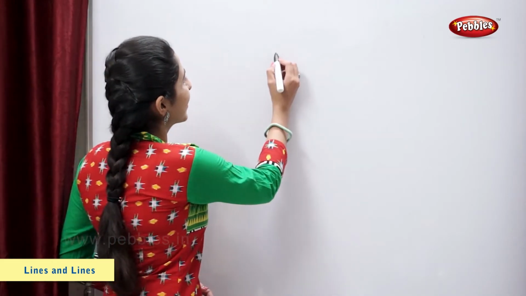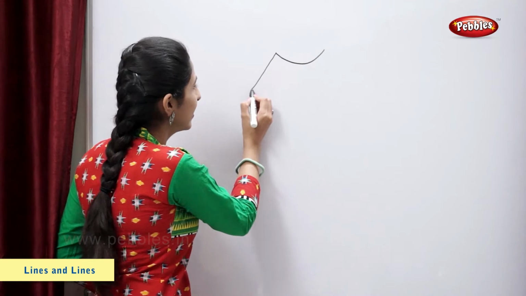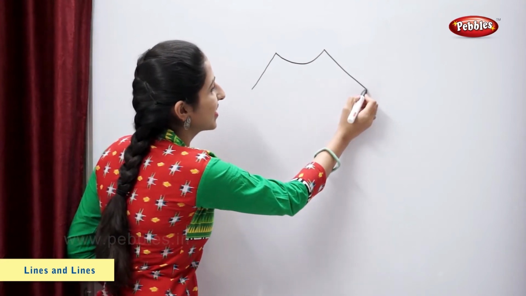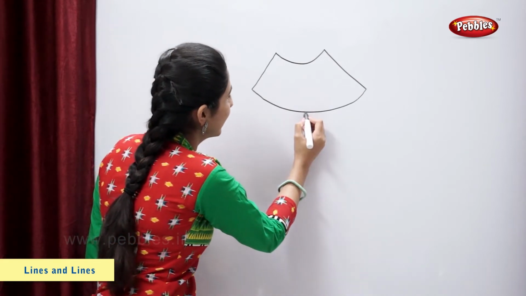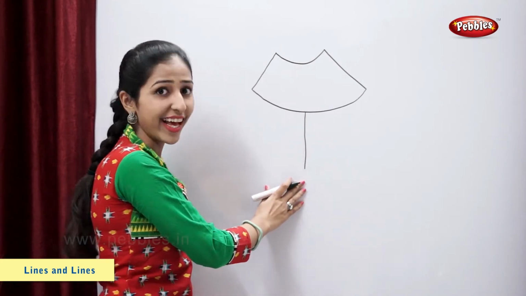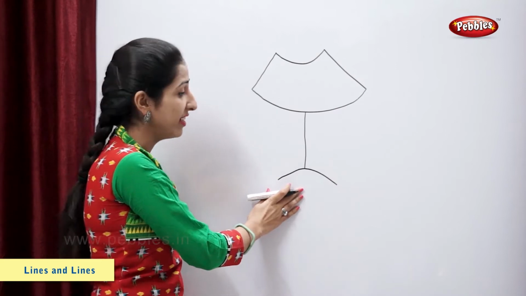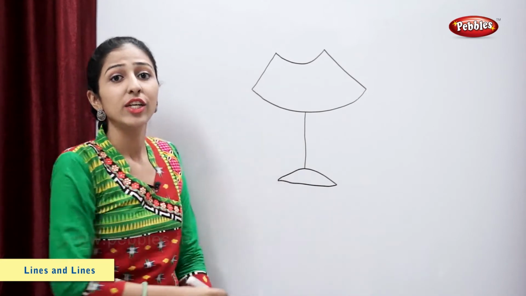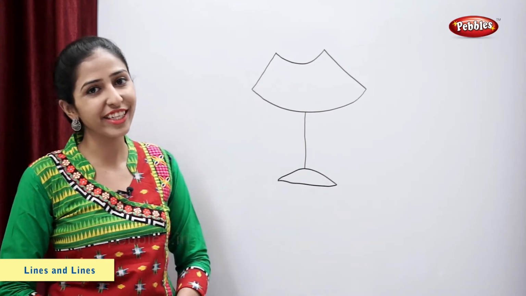Now let's draw a lamp. Curve, slanting lines, curve, standing line, curve, a sleeping line. So, this is an example of a lamp using lines and curves.